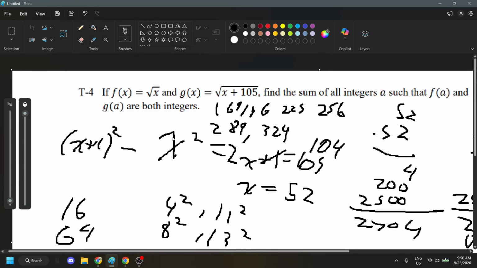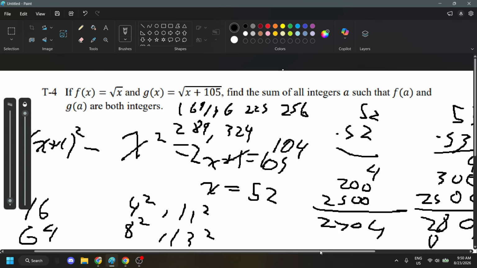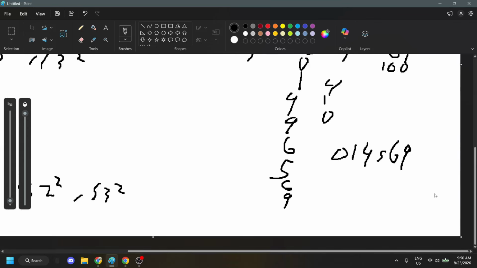0, 1, 4, 5, 6, 9. So the ending will have a difference of 5. So 0 to 5 is plus 5, 1 to 6 is plus 5. This is also plus 5. But it can't end with 5, 6, or 9, the original square.